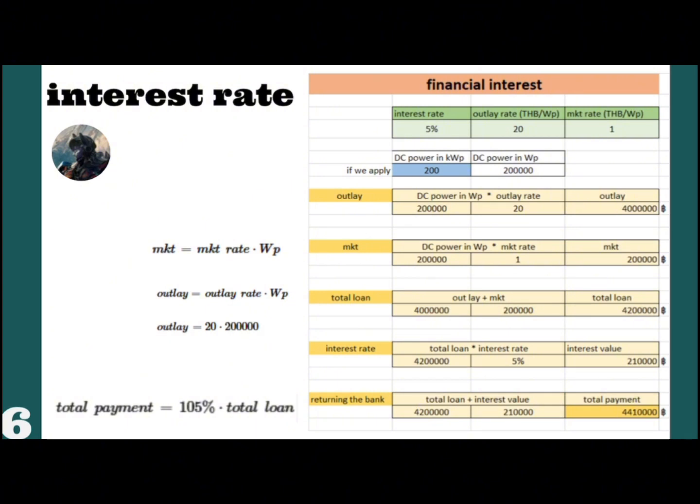We set the interest rate at 5%, the outlay rate at 20 Thai baht per watt peak. And the MKT rate is similar to the outlay. We set it at 1 Thai baht per watt peak. What is watt peak? It is the power in DC form. What is MKT? MKT is similar to a commission rate, where you hire someone to install a solar panel on the rooftop.